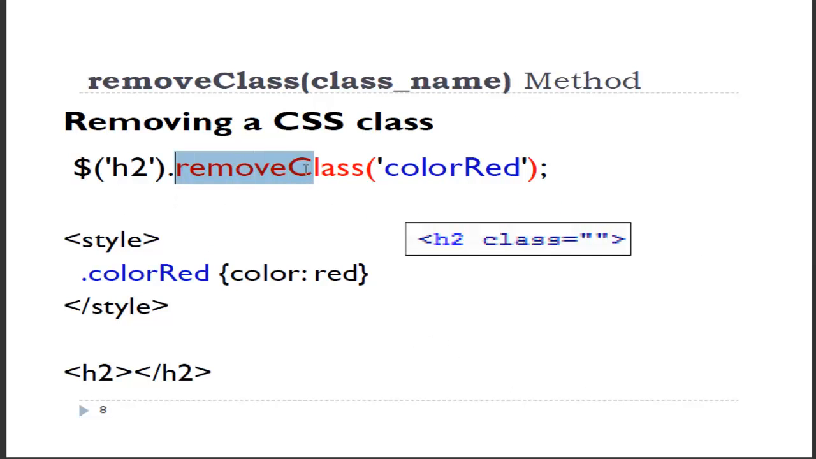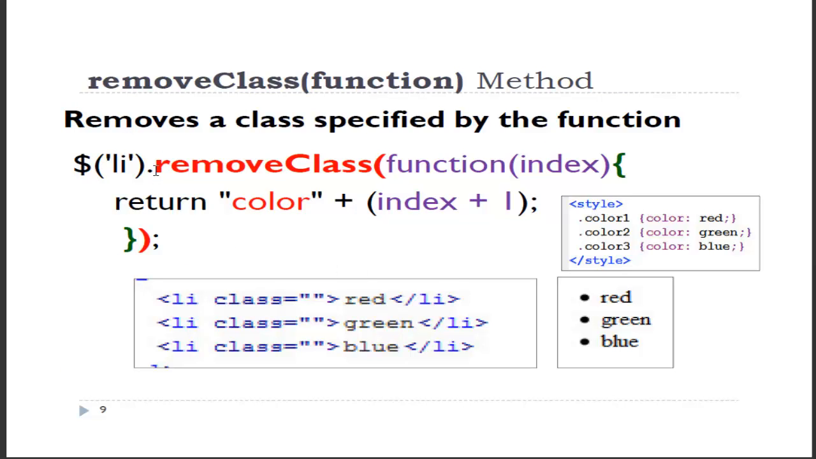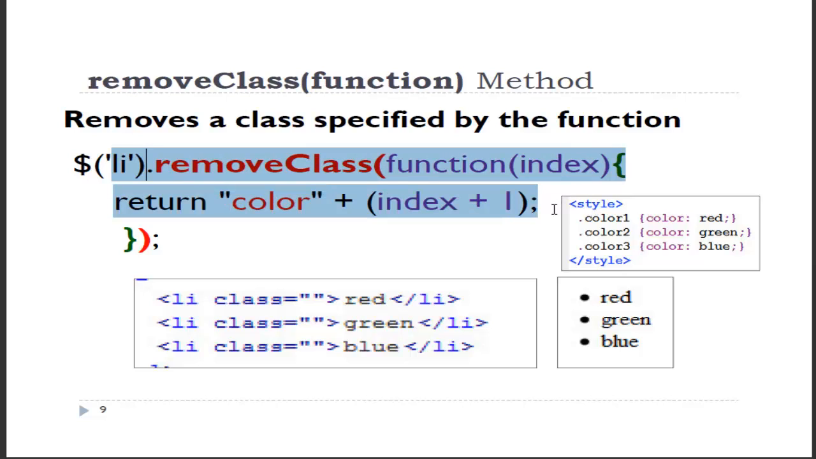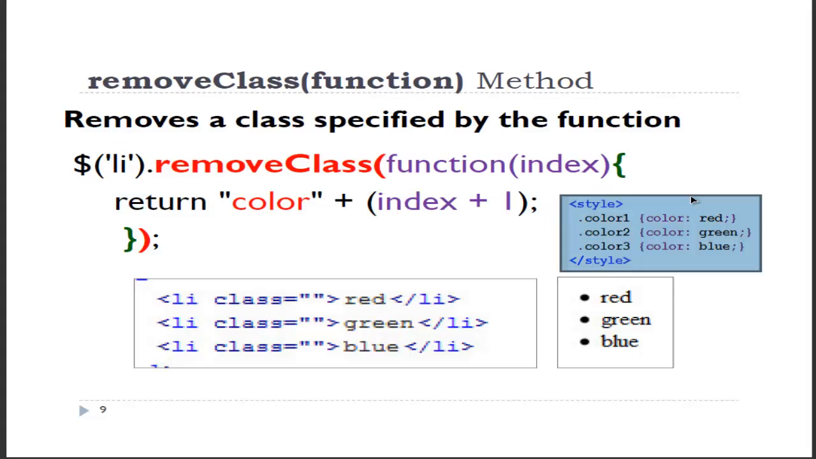We also looked at the removeClass method. The removeClass method allows us to remove a CSS class, and this is what it would look like in the rendered code. We also have the ability to remove a class based on the value returned by this function. And here again, if we wanted to remove all of those classes that we just set, they're all individual, class color 1, color 2, color 3, we could do that with removeClass.